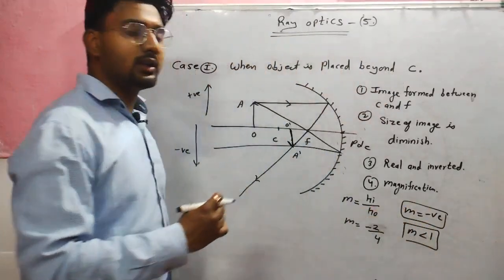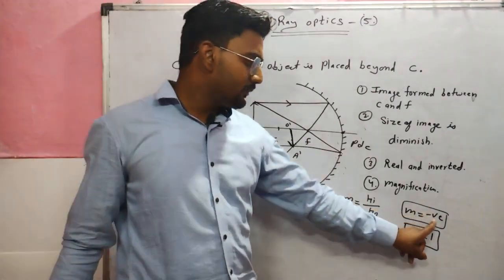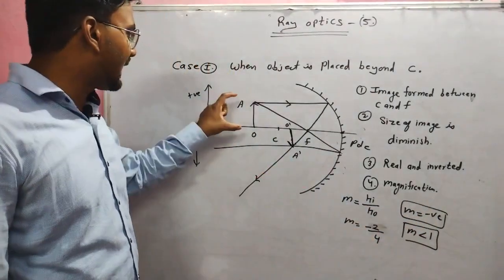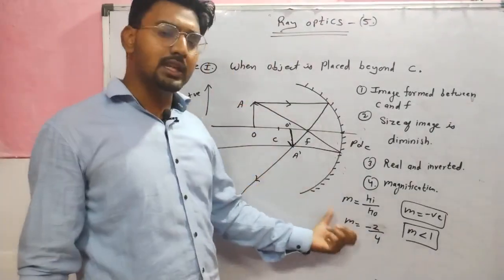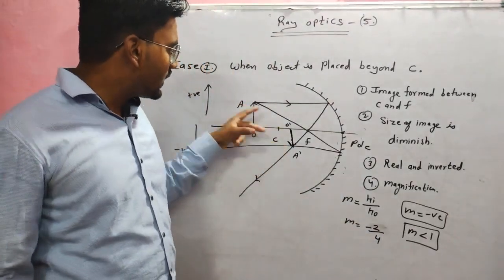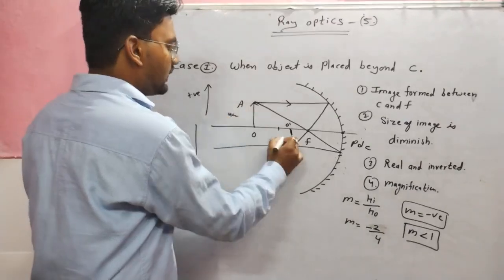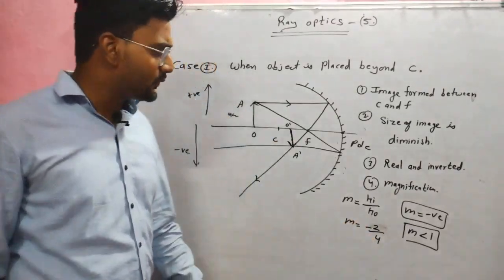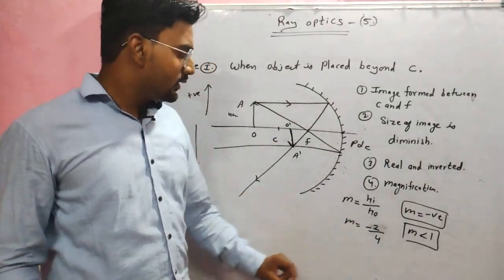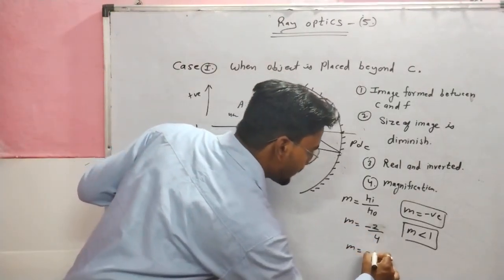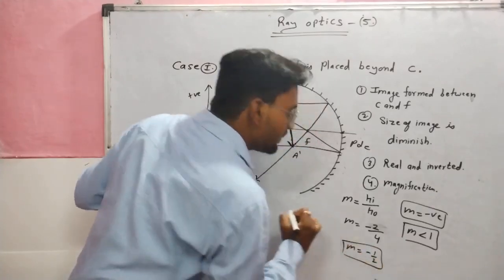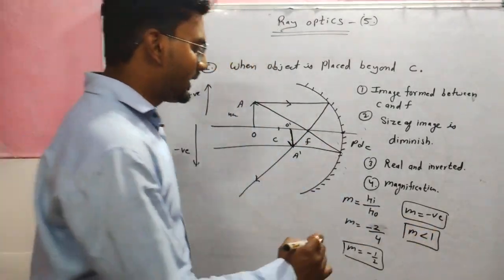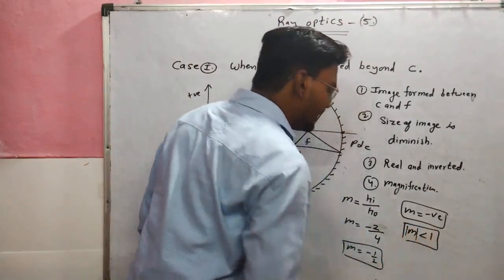So we consider here 2 points, in which magnification is negative. We are taking just values. It's not exactly 2 and 4. We are just taking examples. Suppose the object is 4 cm and image is 2 cm. Then height of image is 2 cm and height of object is 4 cm. Then we get the magnification is minus 1 by 2. Means magnification we get in negative sign, and the magnitude of the magnification is less than 1.